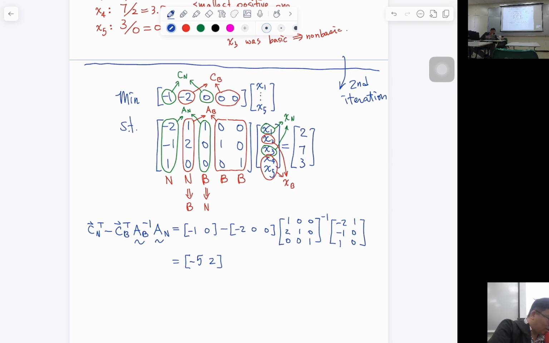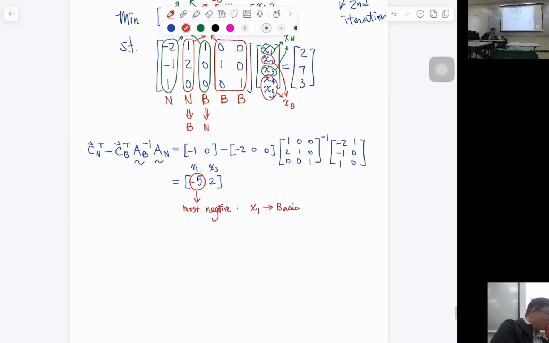So what are my non-basic? Right now they are representing x1 and x3. And remember, we are going to pick up the most negative one. So, which means x1 will become basic in the next iteration. So, first step complete. Next, we are going to do the ratio test directly. So the ratio test.